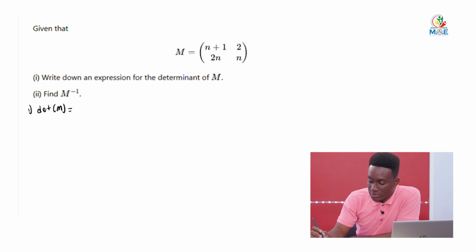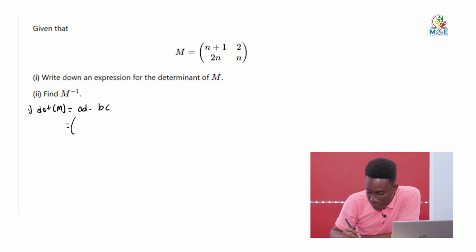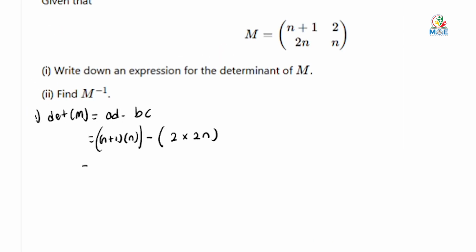In order for us to find the determinant, we multiply the diagonals and then subtract them. So it's AD minus BC. A would be this here. So it would be n plus 1 multiplied by n, subtract 2 multiplied by 2n. We can write this as n multiplied by n plus 1, subtract 2 times 2n, which would be 4n.